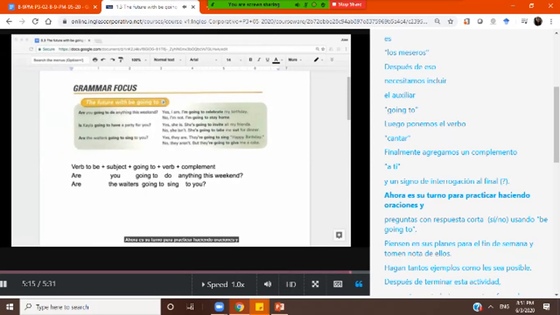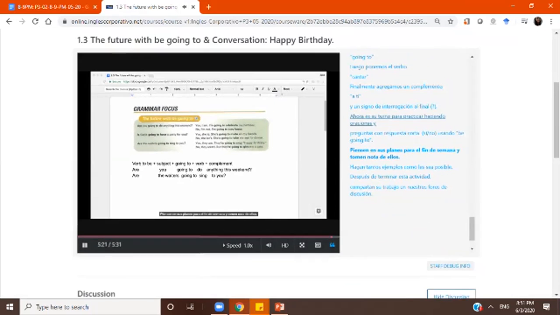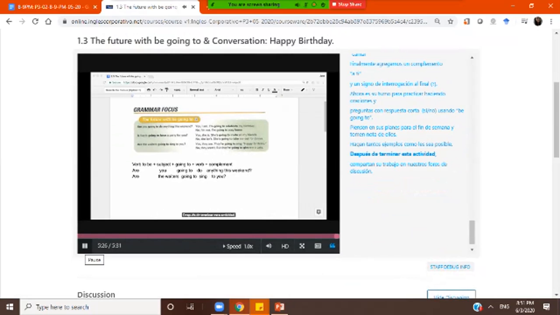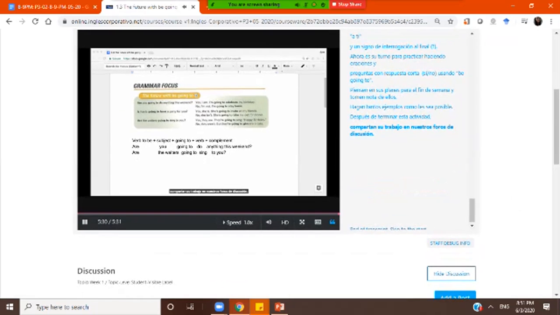Now it's your turn to practice making statements and yes or no questions using the be going to. Think about your plans for the weekend and write them down. Do as many examples as you can. After you finish this activity, share your work in our discussion forums.